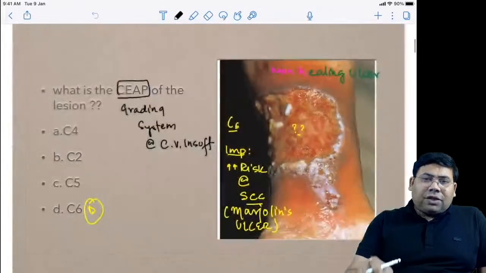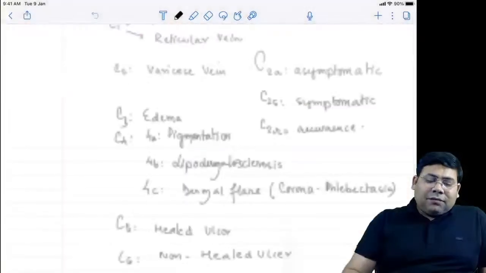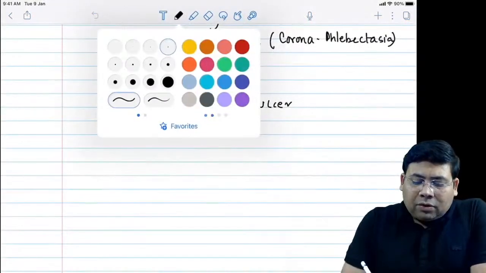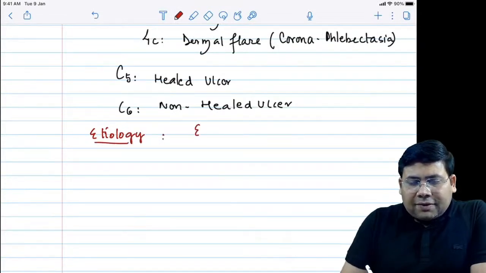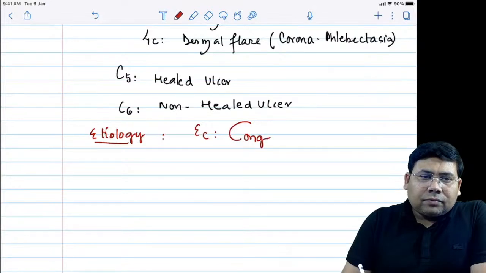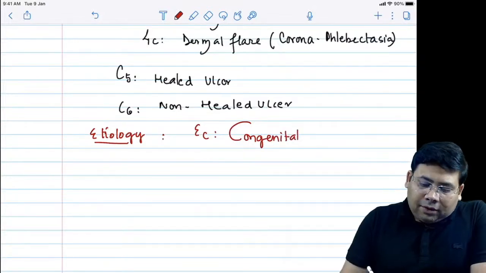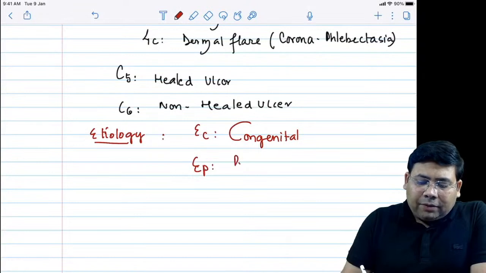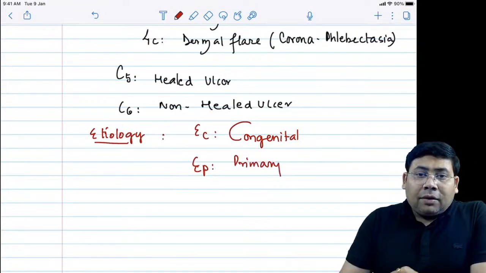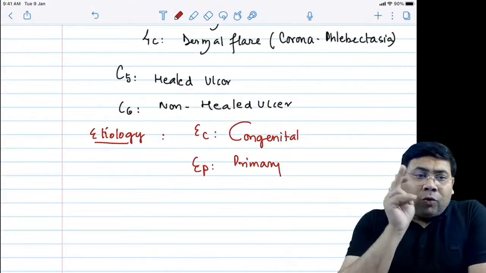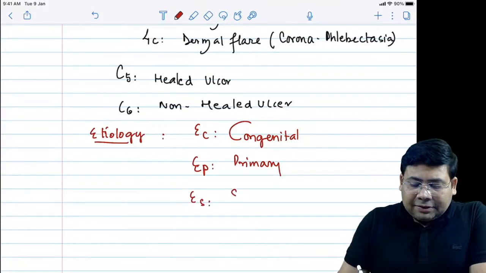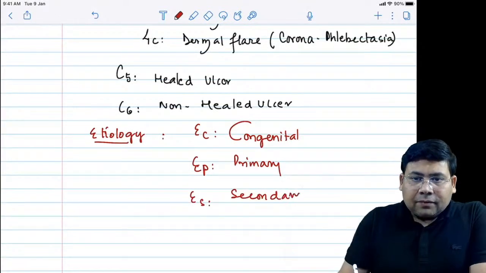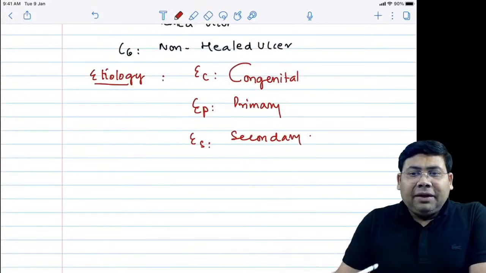So if in this question I have asked only the C part, let us see what we mean by E also. E stands for etiology. Now it could be EC, that means congenital. EP, that means primary. What do you mean by primary? Not by birth, but no associated cause. Then we have ES, that is secondary.